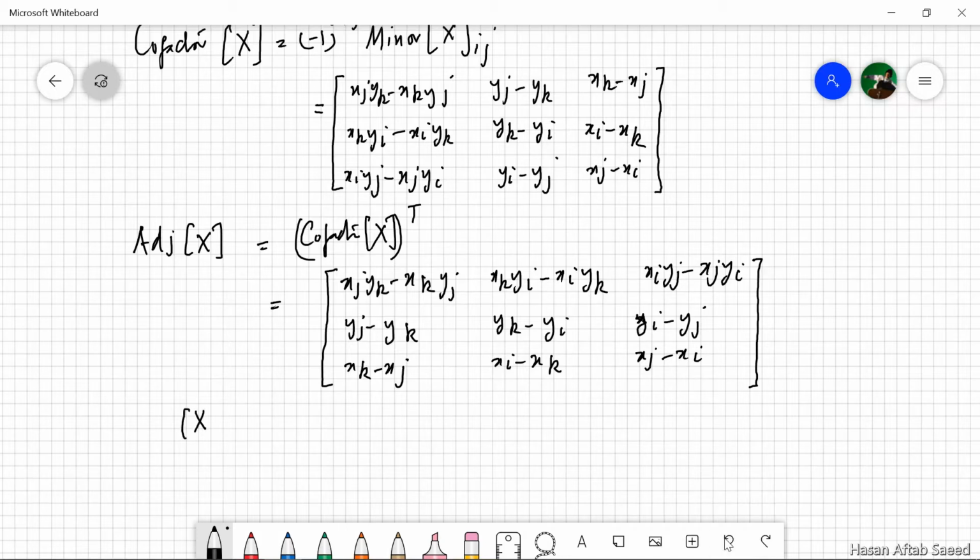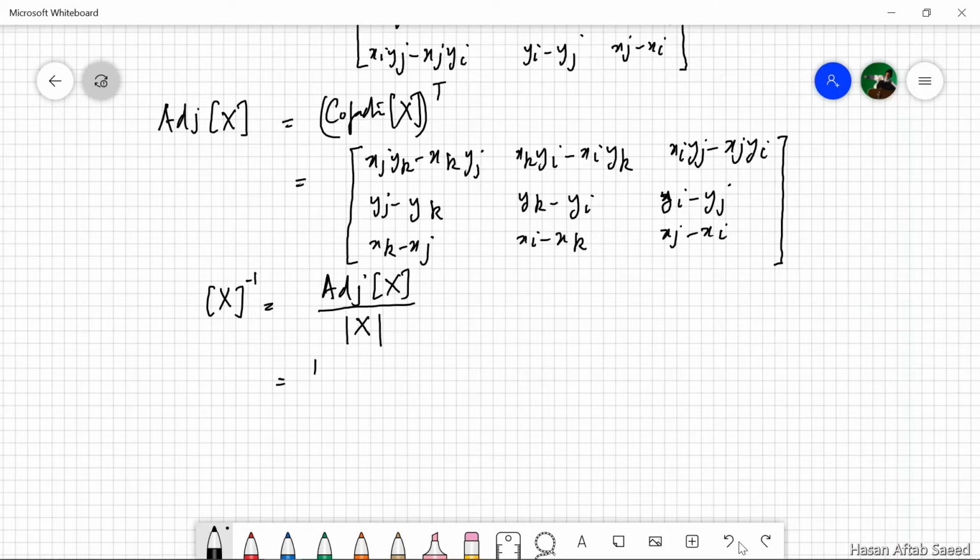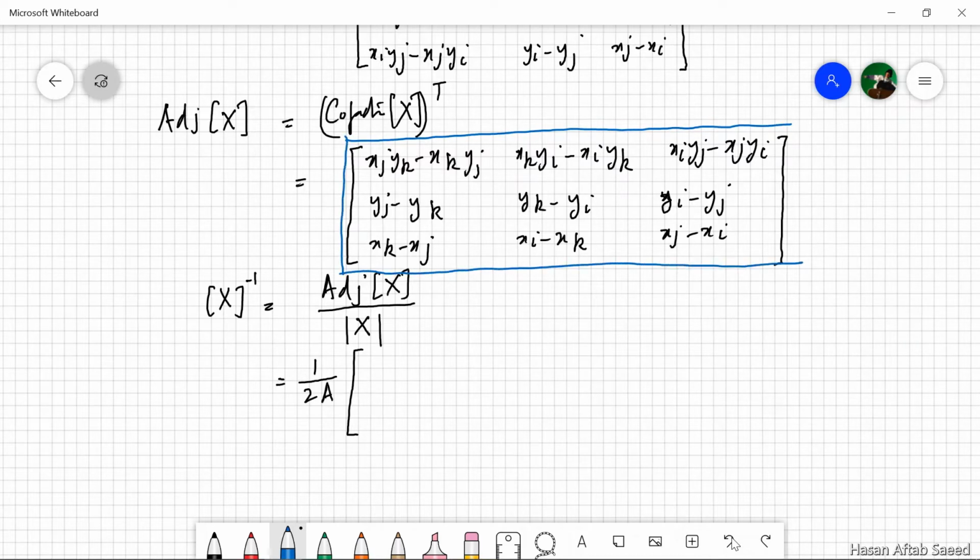All that remains now is putting these values in our original expression, which was this. Recall that the determinant is twice the area of the triangle. The rest is the same. We need to put this here. That will give us the inverse of the x matrix.